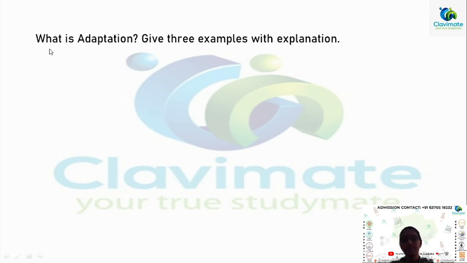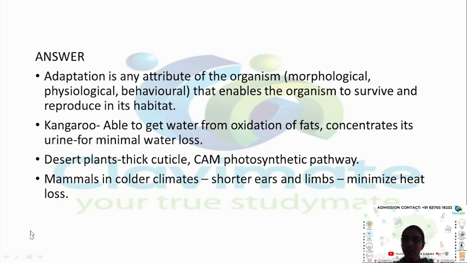What is adaptation is the next question, and give 3 examples with explanation. So first you have to write the definition of adaptation. So adaptation is any attribute of the organism, might be morphological, physiological or behavioral, that enables the organism to survive and reproduce in this habitat. So you have to write this point first.